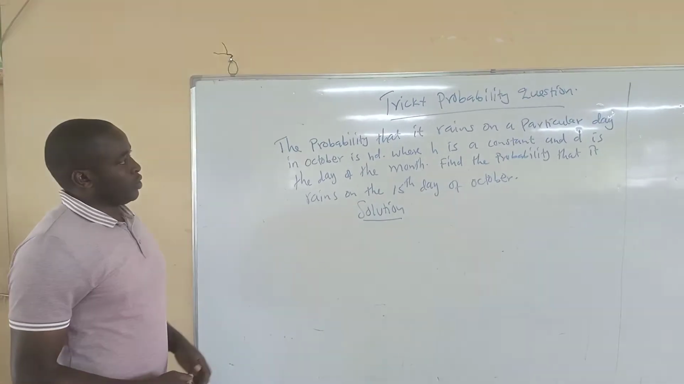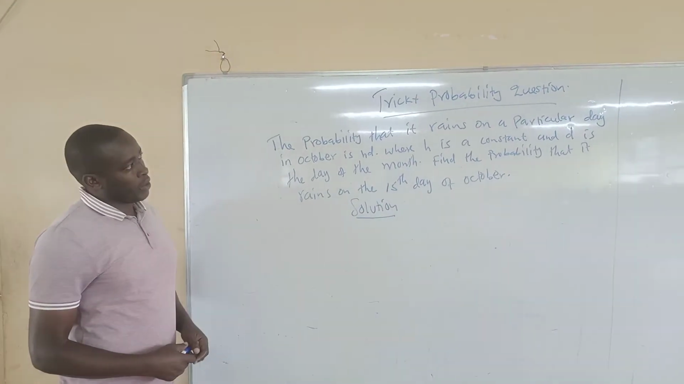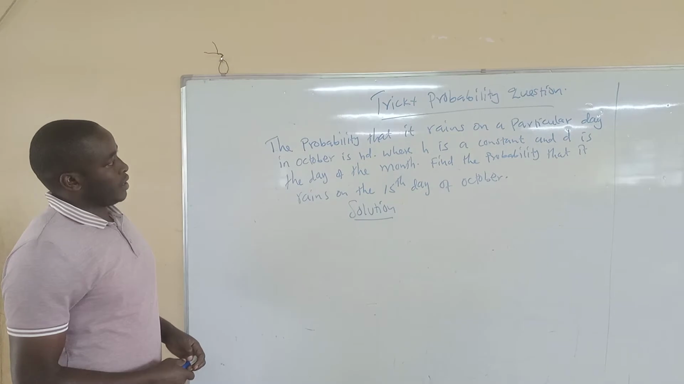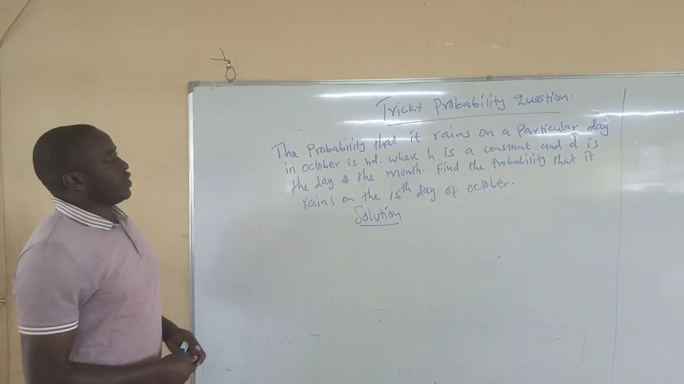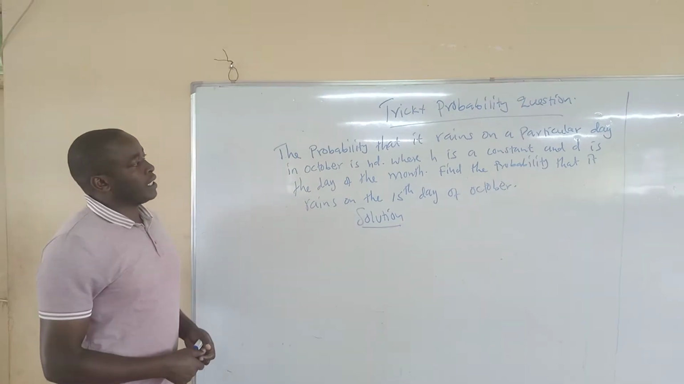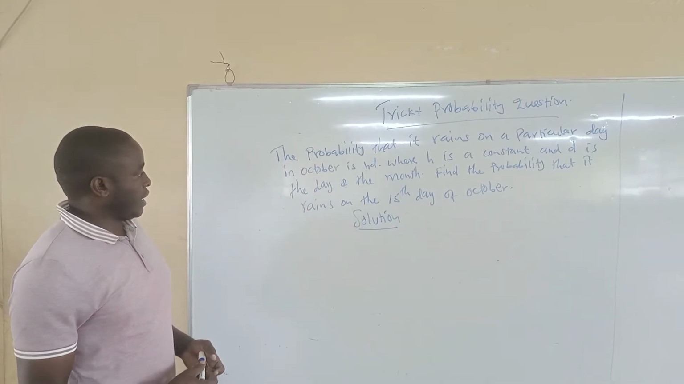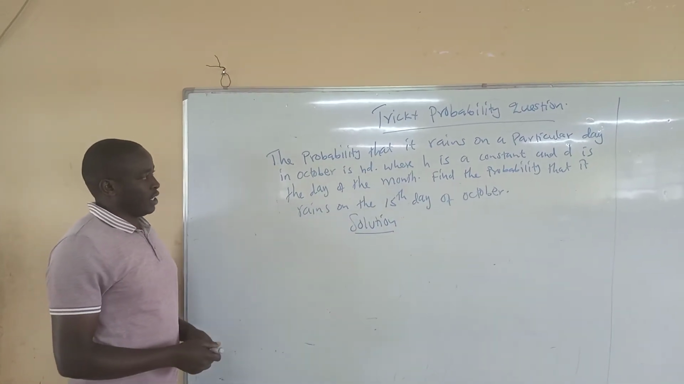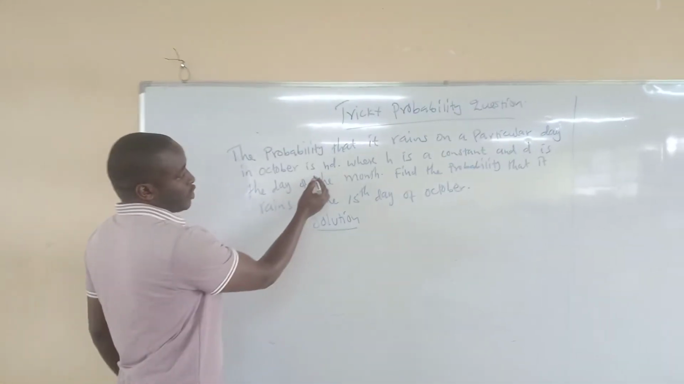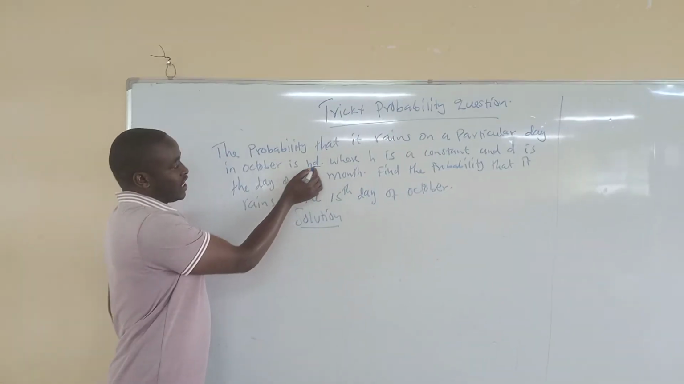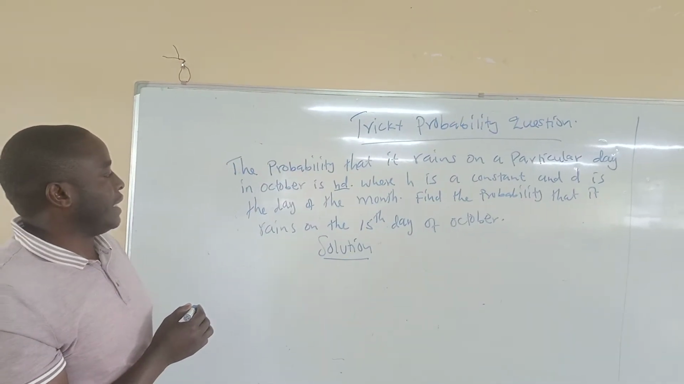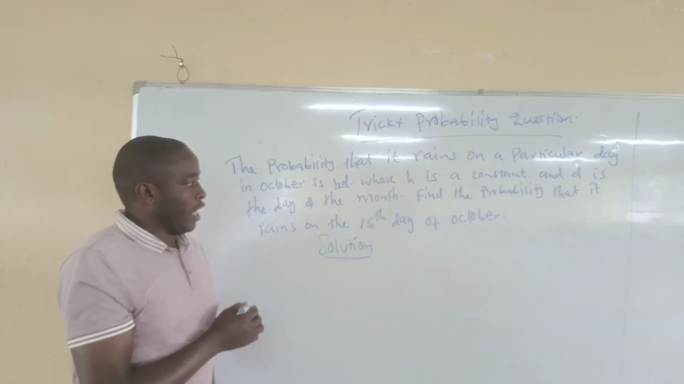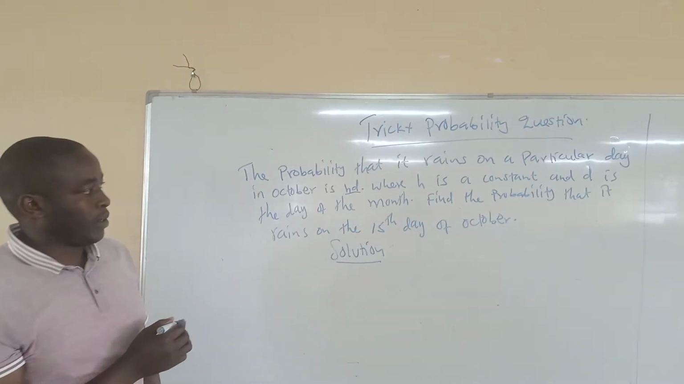Today I want to take you through this amazing question that I found interesting on probability. The question is that the probability that it rains on a particular day in October is HD, where H is a constant and D is the day of the month.